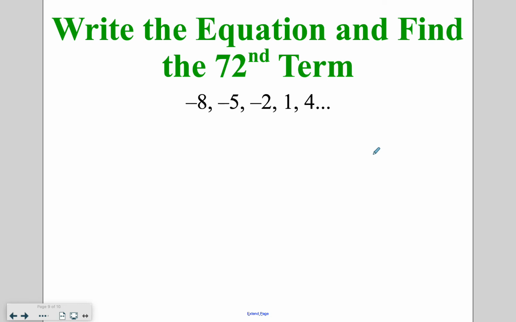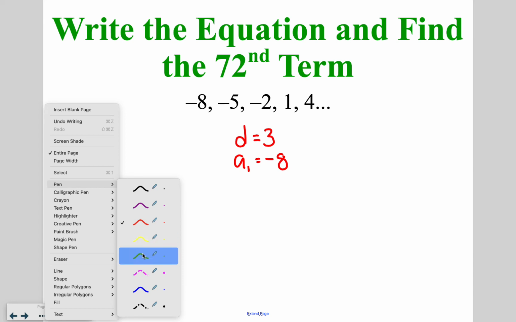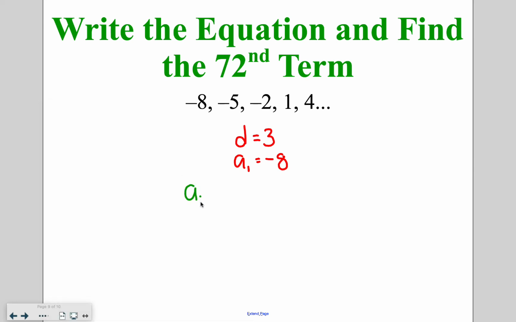So if I'm looking at the sequence that I've been looking at, -8, -5, -2, 1, and 4, my common difference is still 3, and my A1 term is -8. So when I start writing this expression, I would say AN, notice that N is in the subscript, and that's going to equal my A1 term, which is -8, plus 3, because my common difference was +3, and then in parentheses, n minus 1. So that's how I start my equation.